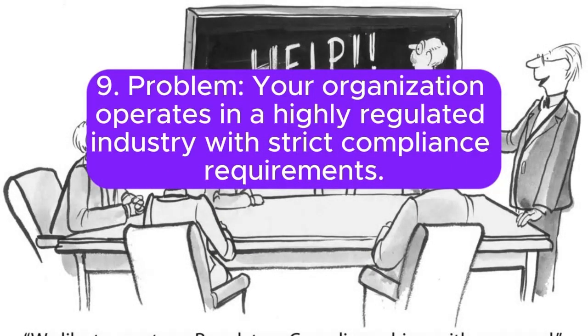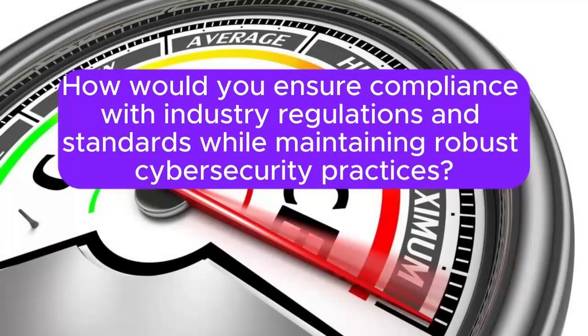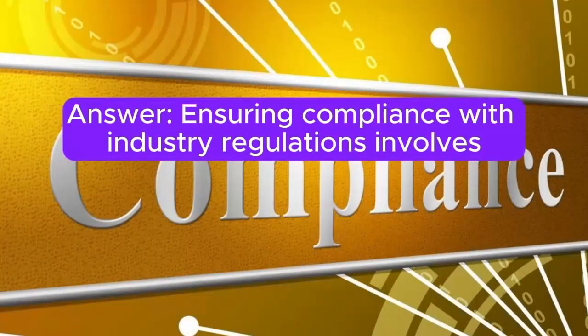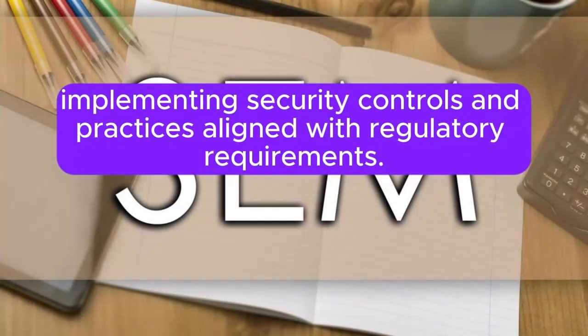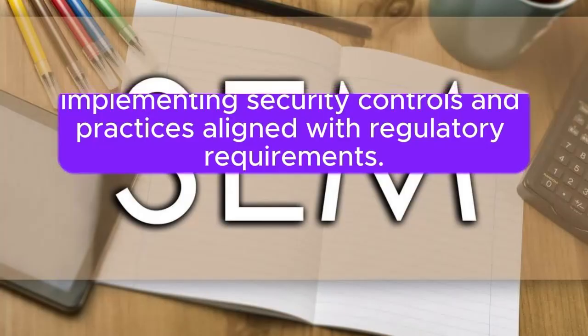9. Problem: your organization operates in a highly regulated industry with strict compliance requirements. How would you ensure compliance with industry regulations and standards while maintaining robust cybersecurity practices? Answer: ensuring compliance with industry regulations involves implementing security controls and practices aligned with regulatory requirements.